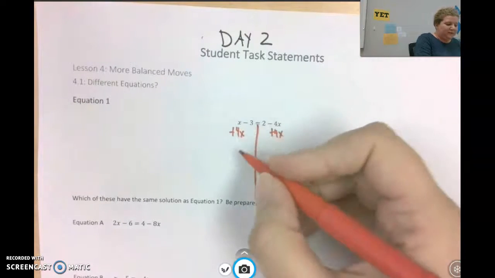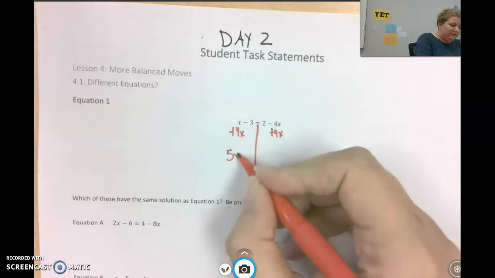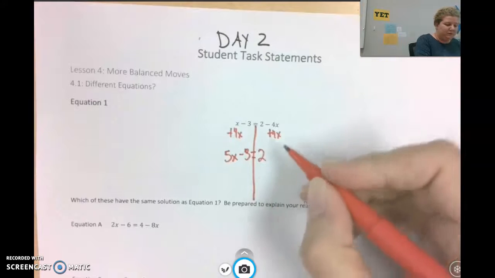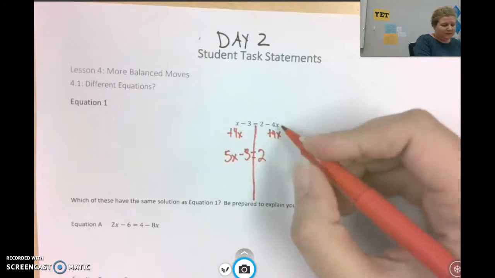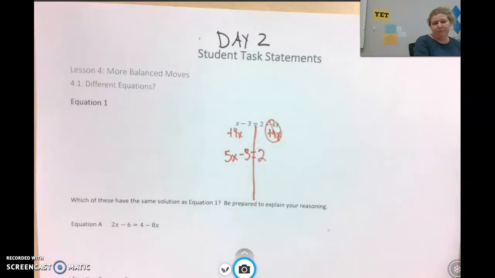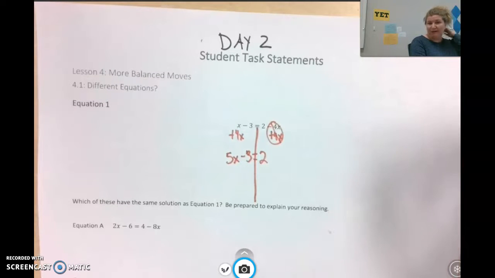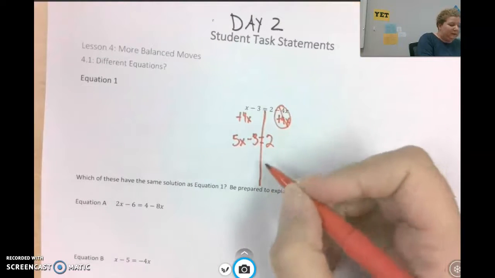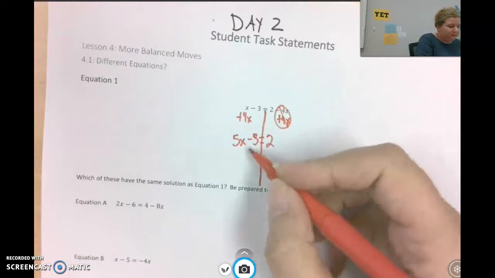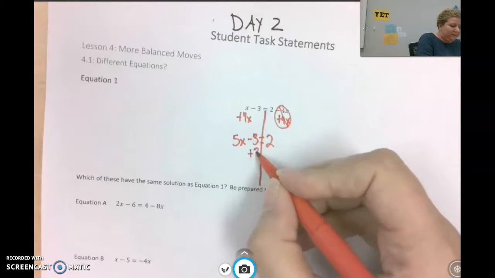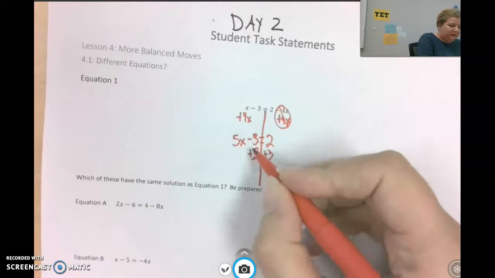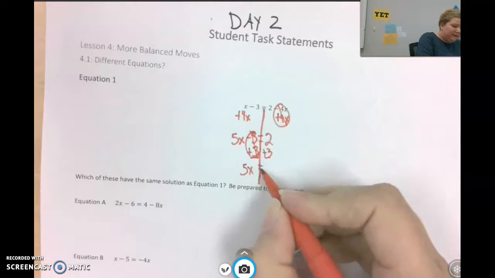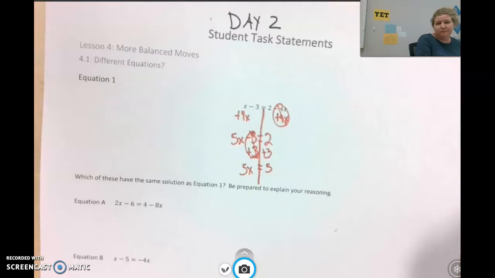So, x plus 4x is 5x. I bring down the minus 3 equals 2. And then negative 4x plus 4x is 0. I'm not just marking that out, it is a sum of 0. Now I'm going to move the constants to the same side by adding 3 to each side. And that makes 0 here. So I have 5x equals 5.